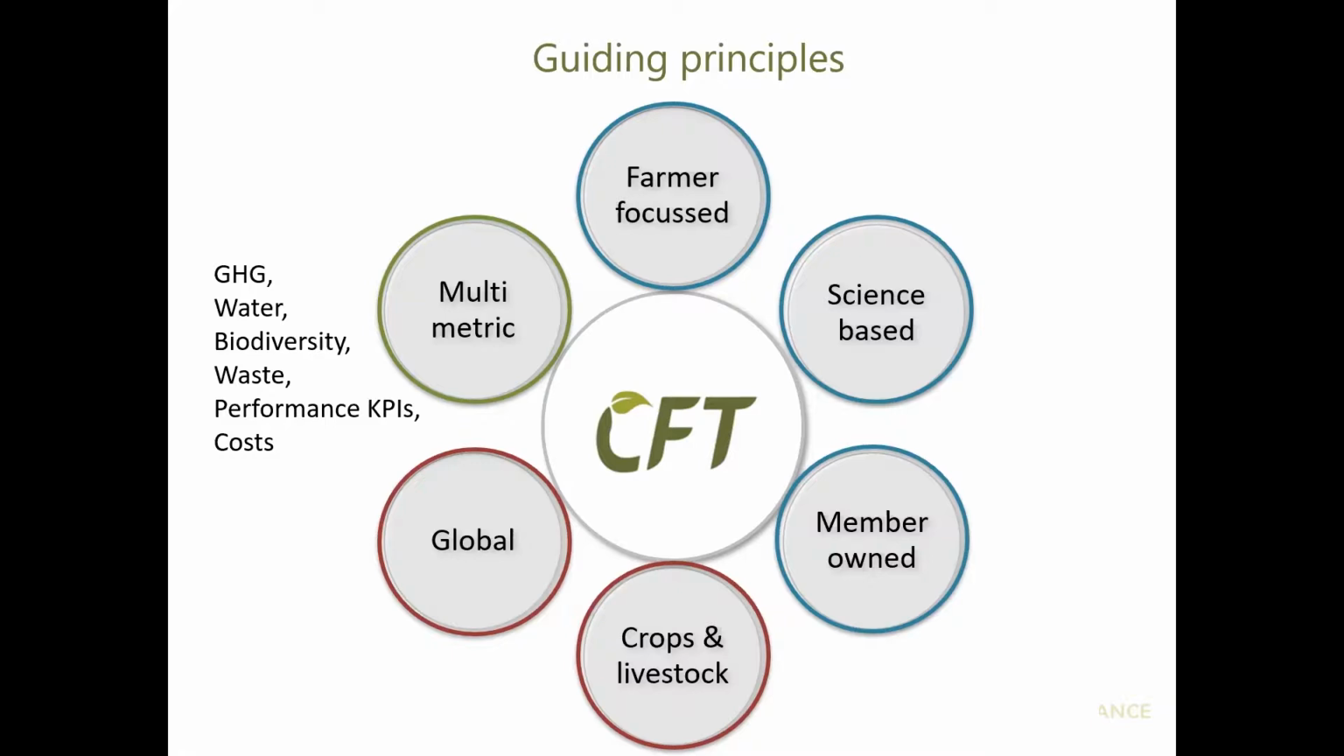And it's multi-metric, so over time it started as primarily a greenhouse gas calculator when it was an Excel spreadsheet. Since then we've added water footprinting, biodiversity, waste, and we have a series of performance KPIs that people have asked for, which are things like cost per ton of beef or nitrogen use efficiency. And also, we've incorporated a simple cost model as well.